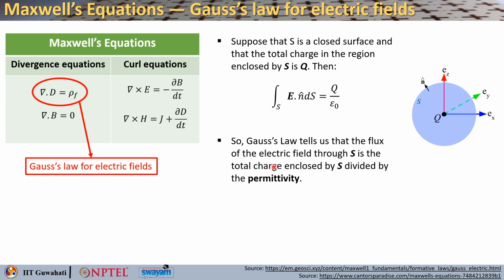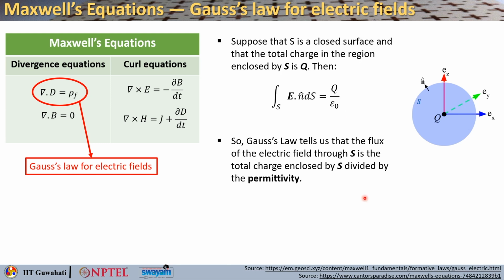And how do you calculate the total flux of the electric field through this surface? You take the electric field vector and calculate what is coming out normally. So, you take a dot product with this surface normal n cap and then integrate it over the entire surface. This gives you the total flux that comes out from this closed surface S, and that is equal to the charge Q enclosed by this surface divided by the vacuum permittivity.